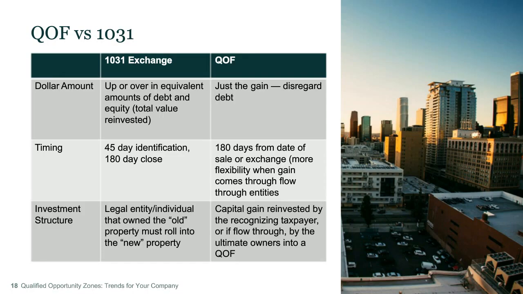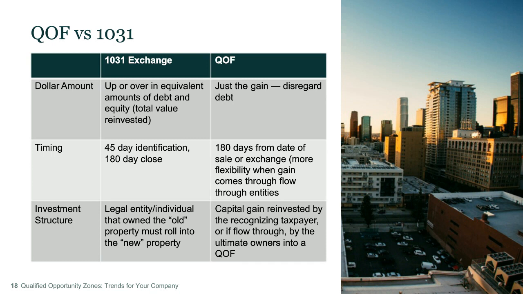So if you were trying to return some capital to yourself and not necessarily put all of the proceeds back into the real estate market, the Qualified Opportunity Fund could give you some more flexibility there. In terms of time constraints, with a 1031 exchange, you have 45 days from the date of close of the old property to identify your new property, and you basically have 180 days to close on the new property. With a Qualified Opportunity Fund, similar time constraints. You have 180 days from the date of the sale or exchange to reinvest the proceeds into a Qualified Opportunity Fund.